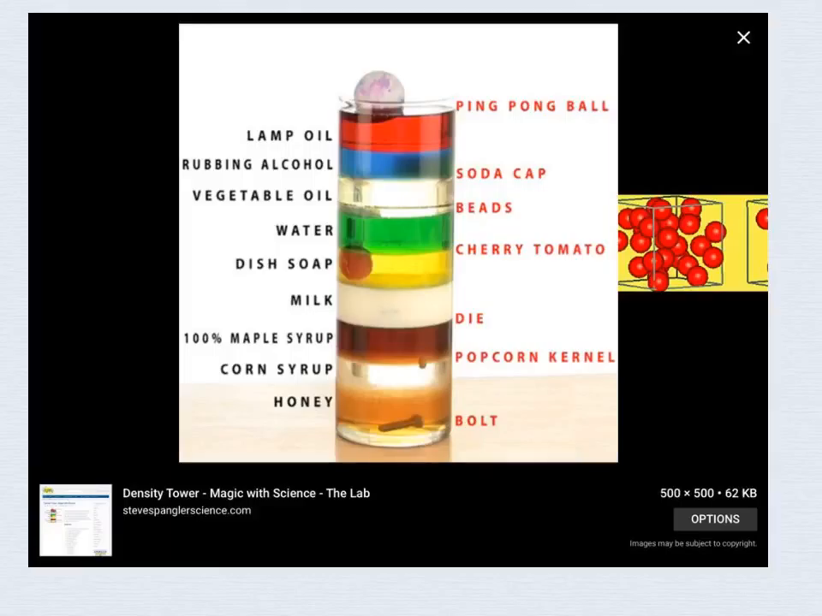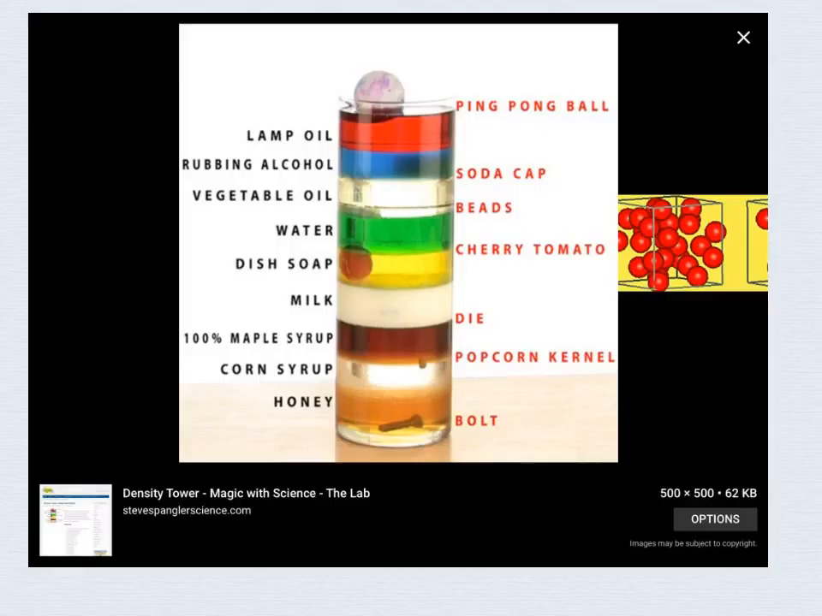But this one here is also important. Notice the slide that I took from Google Images, the density tower as they call it. At the very bottom you'll see there's a bolt. You'll see a layer of honey and corn syrup. There's a popcorn kernel, maple syrup. There's a dice in the milk, you can't see it. There's milk, dish soap, cherry tomato, water, vegetable oil, some beads in there, soda cap, rubbing alcohol, lamp oil, and a ping pong ball.